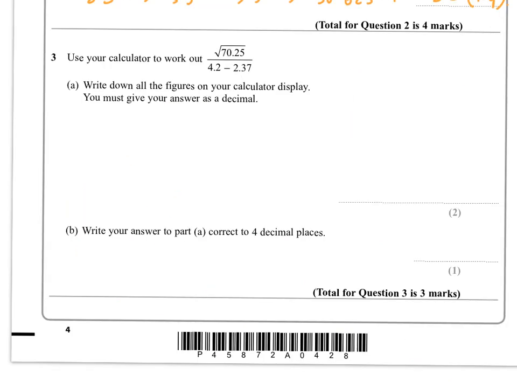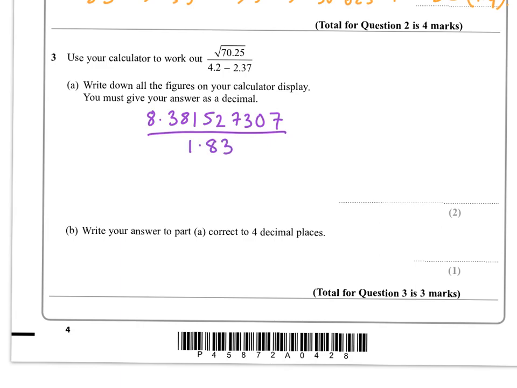Well, in question 3, use your calculator to work out this expression, and you've got to write down all the figures on your calculator display. Well, I would definitely do the numerator first, so I'll do the square root of 70.25, and I'd write that down as a decimal, and I'd have 8.381527307, and then I would do 4.2 minus 2.37 as the denominator, which is 1.83.